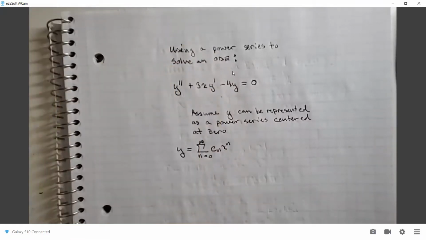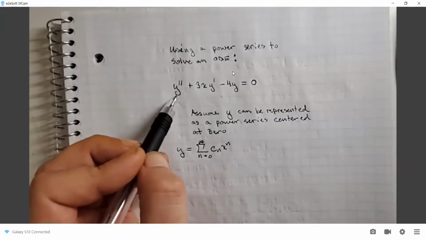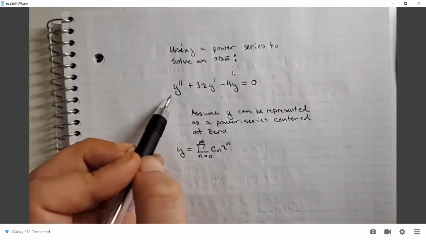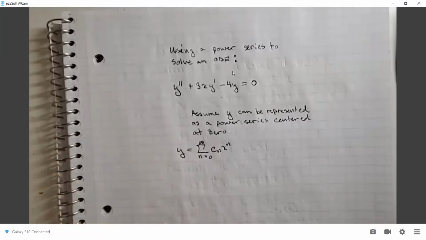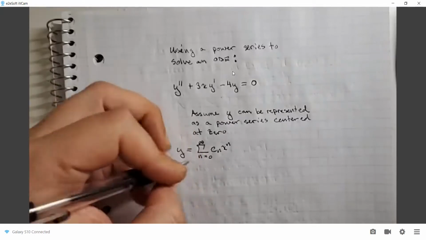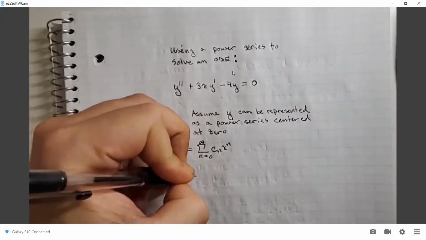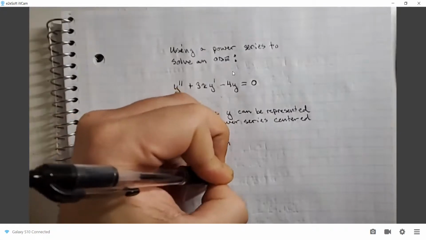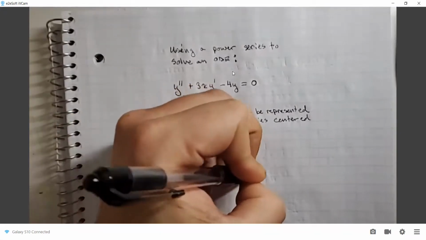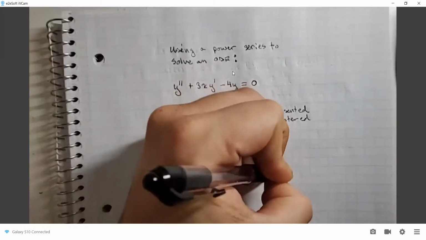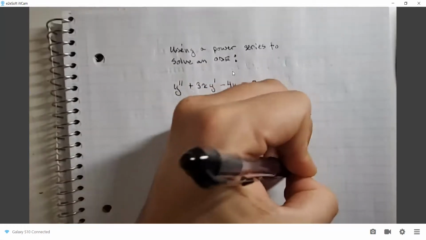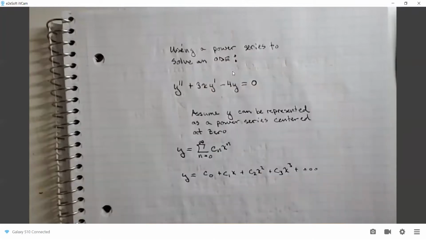And there are little checks that you could do to make sure that you can assume this. For instance, basically as long as you solve for y double prime and you don't get any crazy singular points, then you're cool to do this. Now if we expand this, we get y equals c0 plus c1 x plus c2 x squared plus c3 x cubed, etc. All right, so we're just assuming that whatever our function is, we can write it like that.